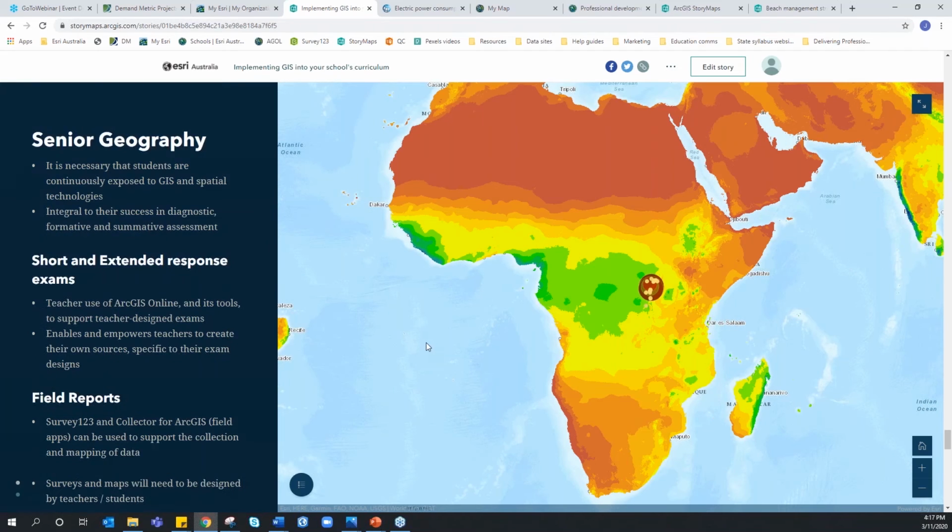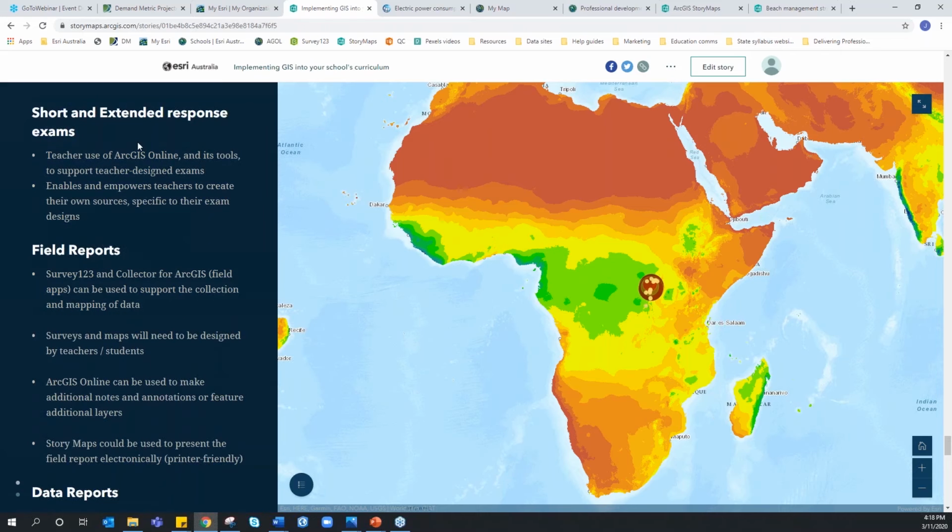Senior geography. And I've combined year 11 and 12 here because teachers, at least in Queensland, are required to design their own assessment pieces. They need to be unique. They need to be endorsed by the Queensland Curriculum and Assessment Authority. I think I've missed a letter there, but that's all right. So I'm not going to spend too much time looking at specific assessment examples. I'm going to keep it generic. I will touch on it. It's necessary that students are continually exposed to GIS in year 9 and 10 in particular, so that they're ready for senior.